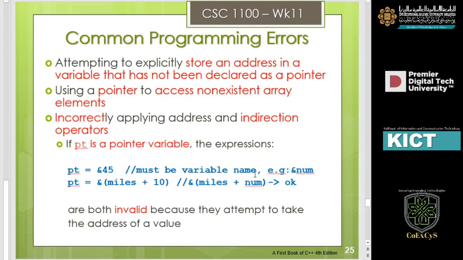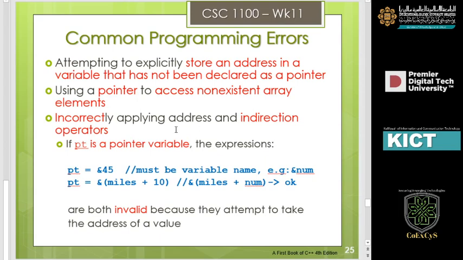Okay, so some of the common programming errors are attempting to explicitly store an address in a variable that has not been declared as a pointer, or using a pointer to access a non-existent array or element. Remember we are referencing a particular address. We can do some arithmetic on it, and this may result in a memory location that is out of the array bounds. So this might cause an error.